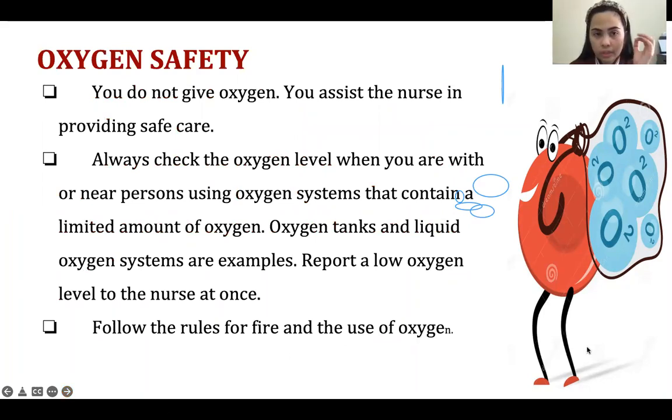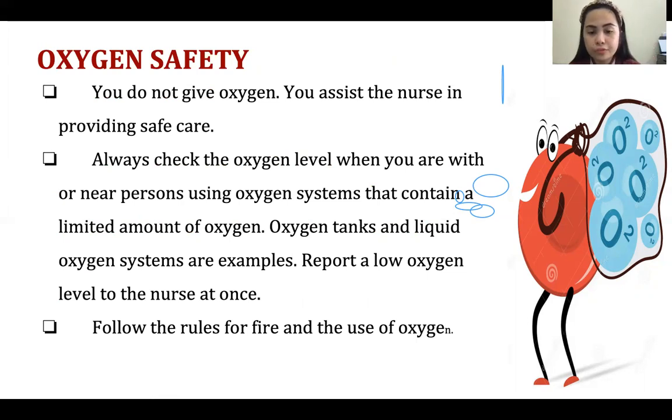Then oxygen safety: you do not give oxygen. You assist the nurse in providing safe care. Always check the oxygen level when you are checking the person. Oxygen tanks and liquid oxygen systems are examples. Report a low oxygen level to a nurse. If you're checking the oxygen level, I'll show you this one when we have the face-to-face class, to fully understand this.